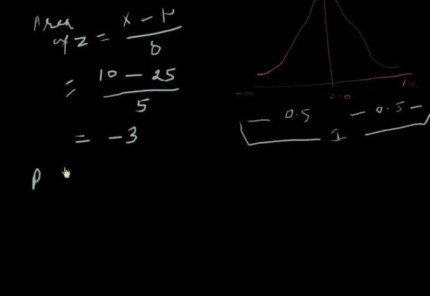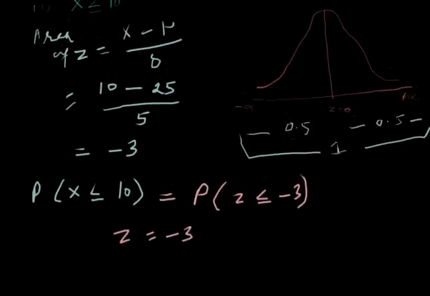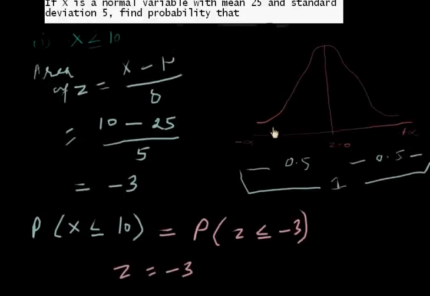Now it is very easy for us to calculate the probability, because P is the icon of probability, and we have to calculate x less than or equal to 10, and it will equal the probability of z less than or equal to minus 3. Now we will locate z equal to minus 3, and this value will be here, and its value we have to calculate.